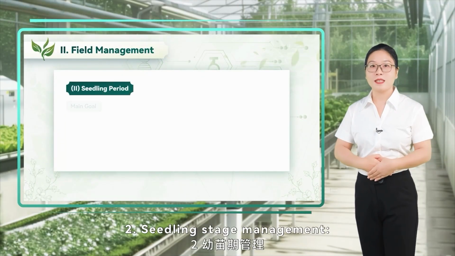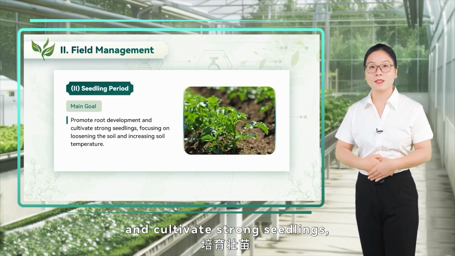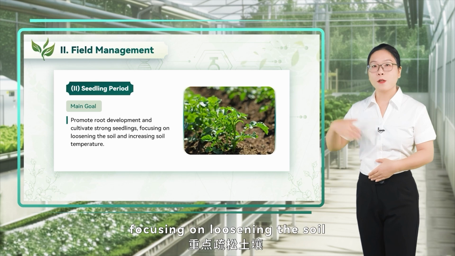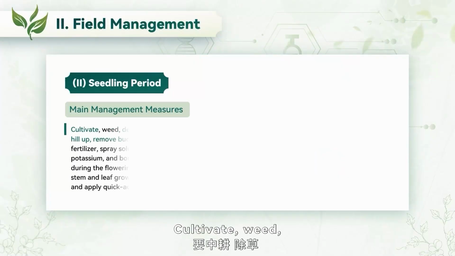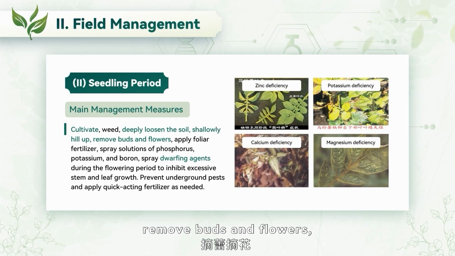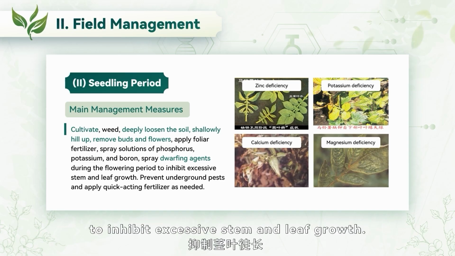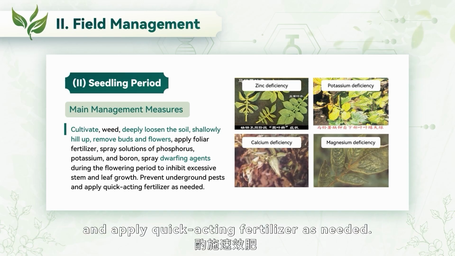2. Seedling stage management. The main goal is to promote root development and cultivate strong seedlings, focusing on loosening the soil and increasing soil temperature. Cultivate, weed, deeply loosen the soil, shallowly hill up, remove buds and flowers, apply foliar fertilizer, spray solutions of phosphorus, potassium, and boron, spray dwarfing agents during the flowering period to inhibit excessive stem and leaf growth. Prevent underground pests and apply quick-acting fertilizer as needed.